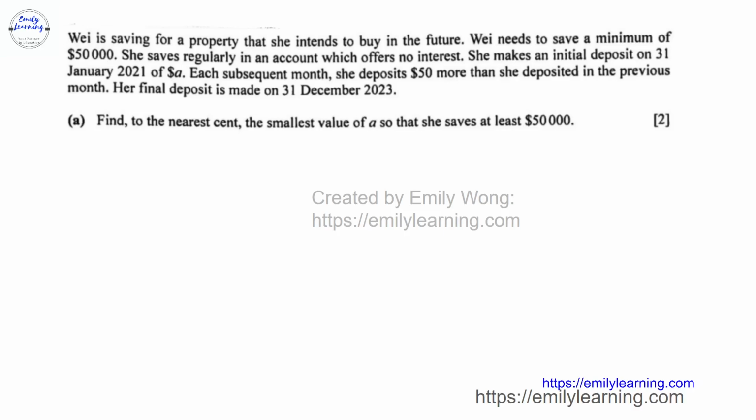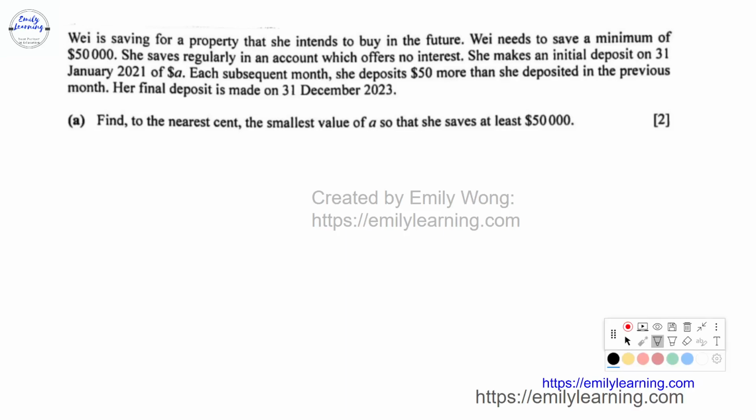So for this type of question, one look, you know that it's either an AP or GP question. And you have the deposit made each month. For this type of question, it will be easier to set up a table, and then to see the pattern and answer the question subsequently. So let's set up the table here.